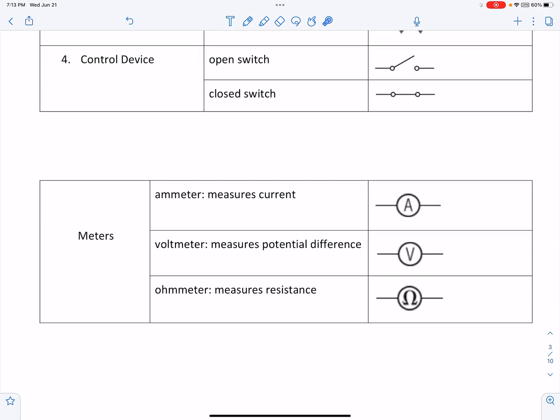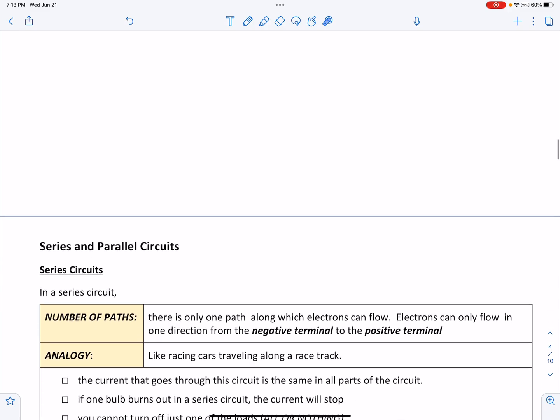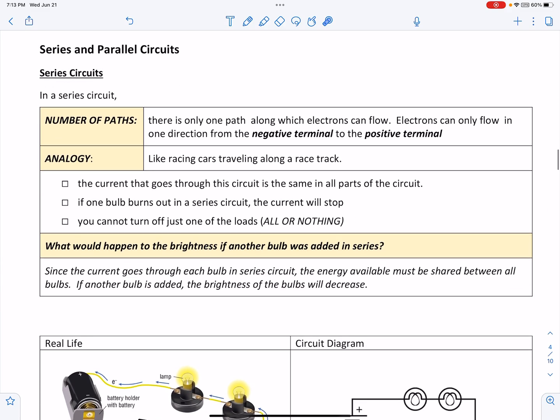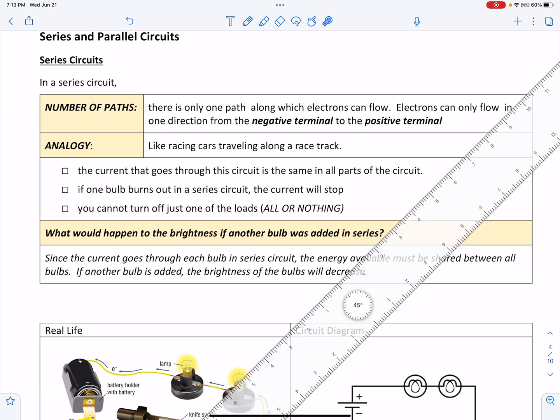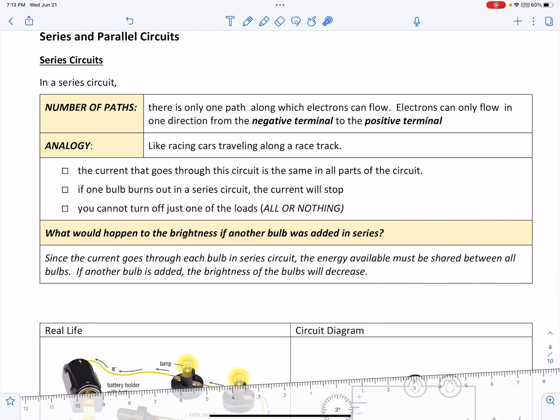We measure electricity components or quantities using meters. We measure current using an ammeter, potential difference or voltage using a voltmeter, and resistance using an ohmmeter. There are 2 ways to connect circuits. You can connect circuits either in series or parallel.